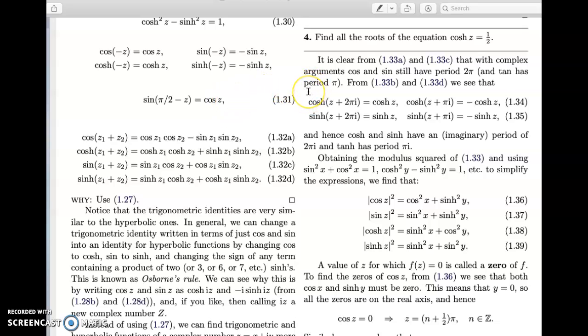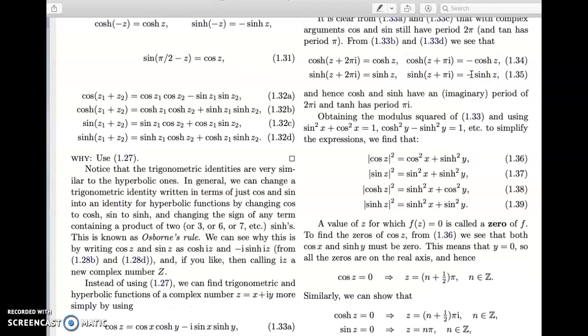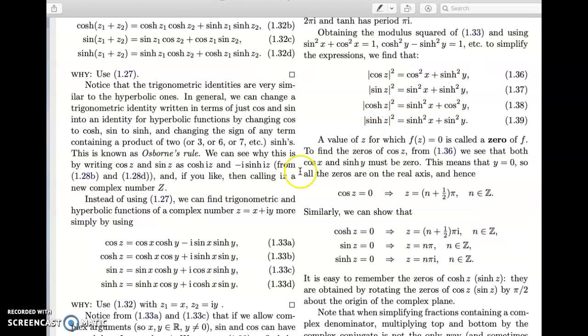So an obvious property of the trig functions is that they're periodic. So if we're dealing with complex numbers, are cos and sine still periodic, and do they still have period 2 pi? And the answer is yes. This is fairly easy to see from here.